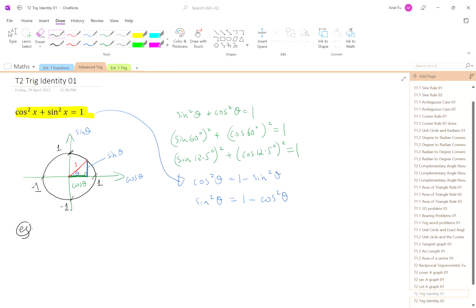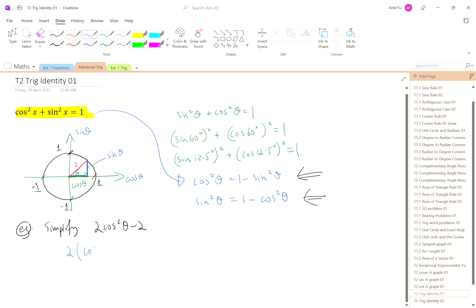Okay, so one way to change a cosine squared theta to sine squared theta is by using this identity. And of course, if you want to change sine theta into cosine, then you want to use this one. Okay, so for example, if you are asked to simplify, let's say 2 cosine squared theta minus 2, then I can say that, oh right, okay, I can first factorize out 2 and obtain this.